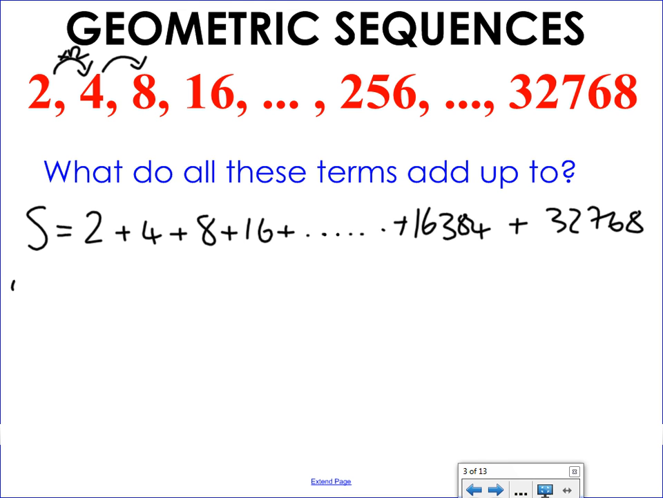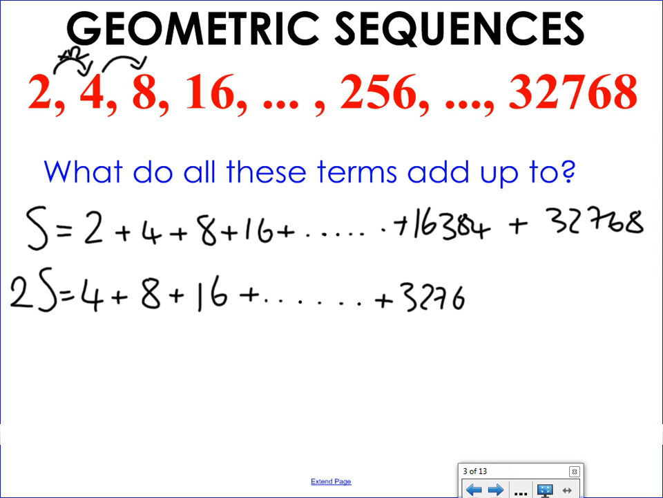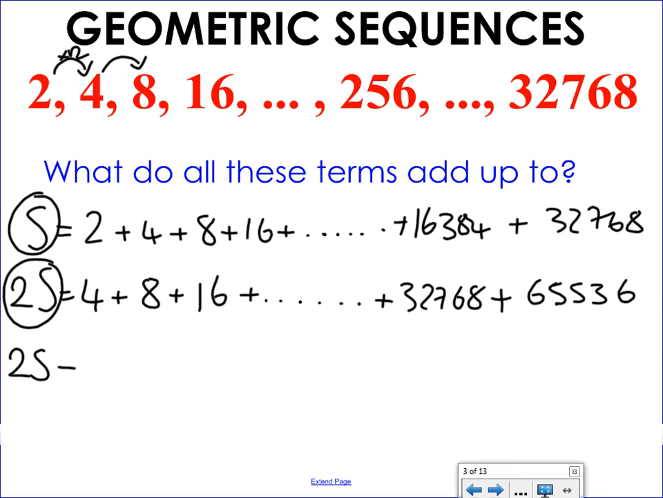So 2 lots of s is 4 and 8. And can you see I'm making something match up here? So I'm timesing everything by 2. The last term, 32768 times 2, is 65536. And now what I'm going to do is do this one minus this one.